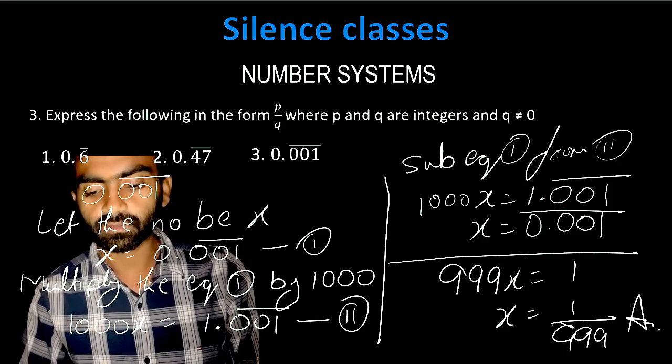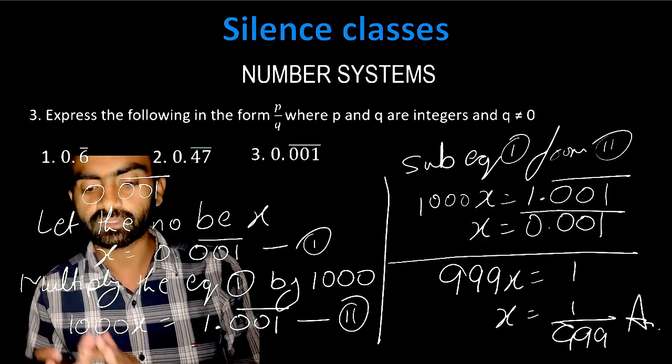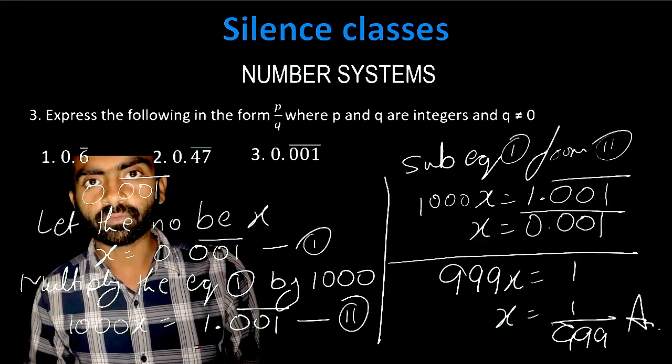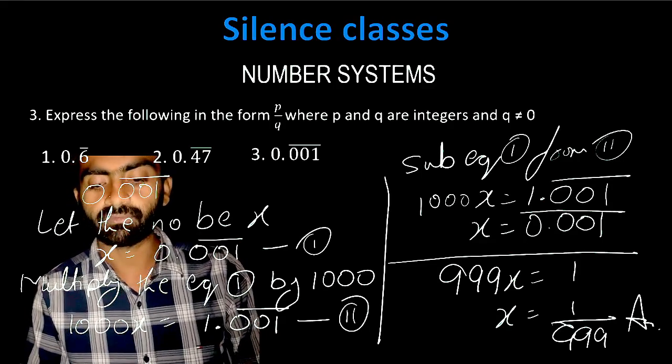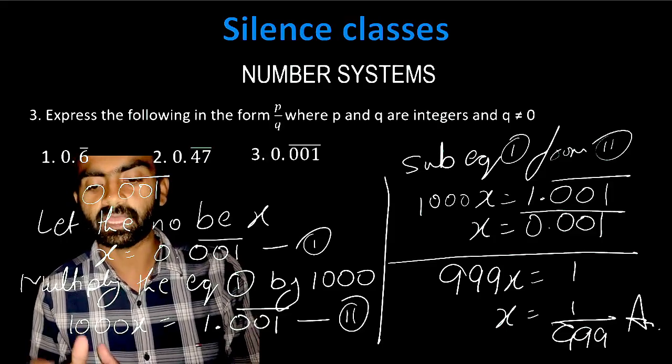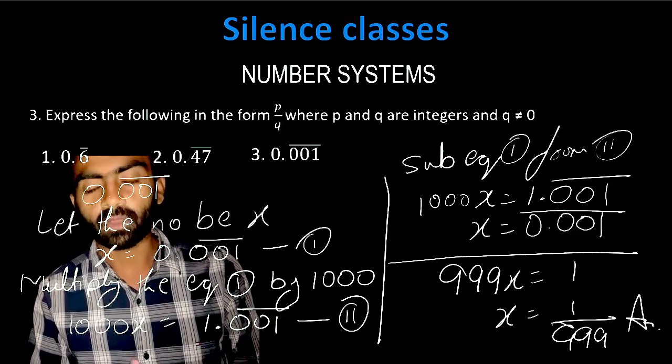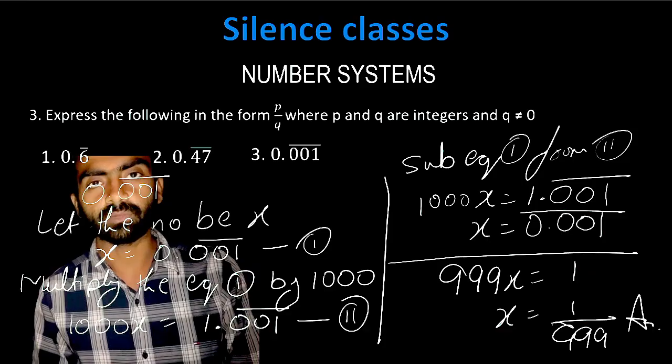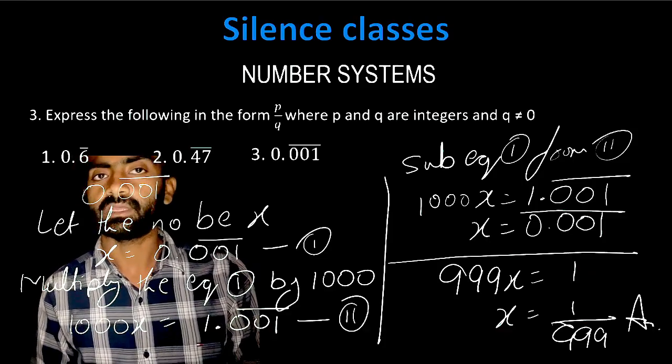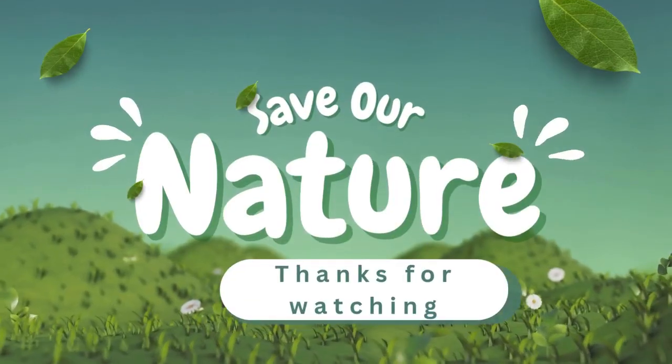I hope you understood how we have done it. The question is very easy. Just clear your concept first of all. Go and watch the introduction part, where I have explained why you have to put that many zeros on the numbers when the bar is over one number, two numbers, or three numbers.